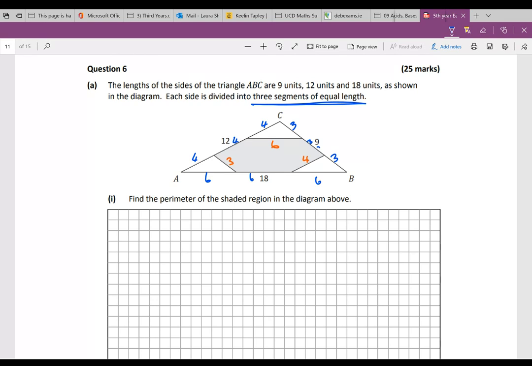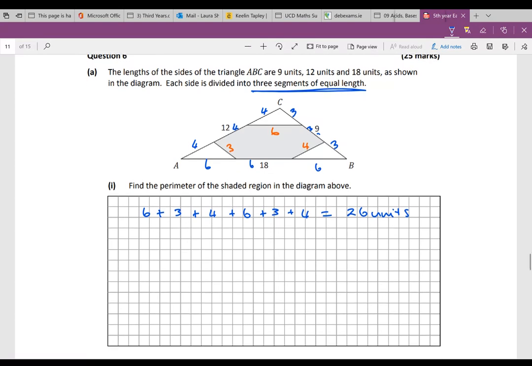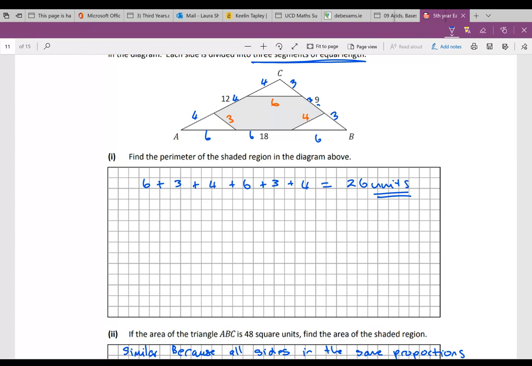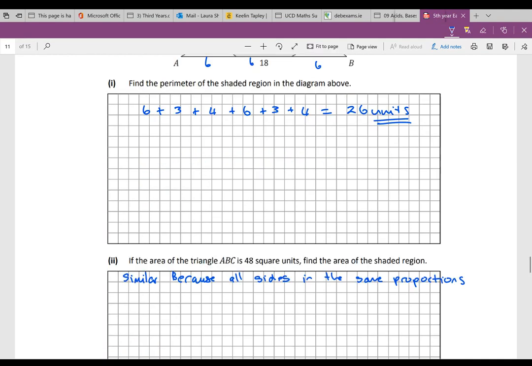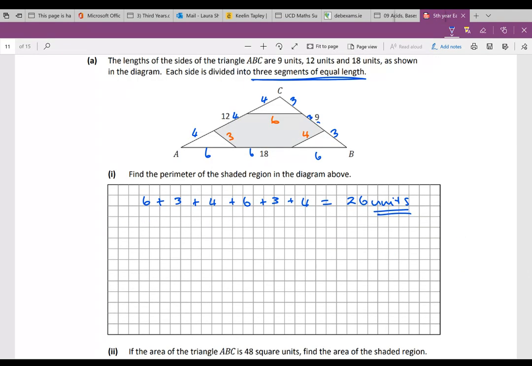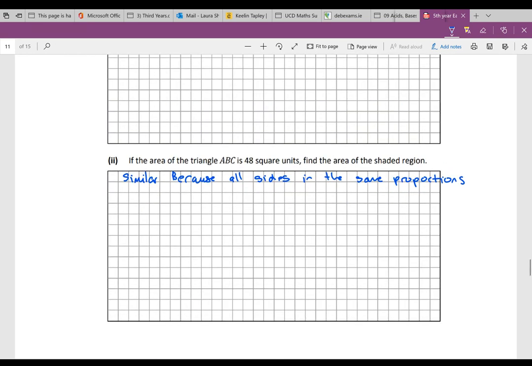To find the perimeter, nice and easy, we're simply adding up all the sides. 6 plus 3 plus 4 plus 6 plus 3 plus 4, and that will get me 26 units. Very harsh here, but without the word units, you actually lost 1 mark. Even when you're not given units at all, you're given the word unit in the question, so you have to use the word unit in your answer.